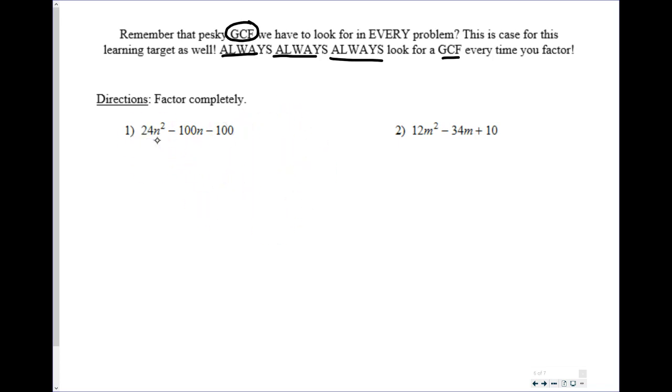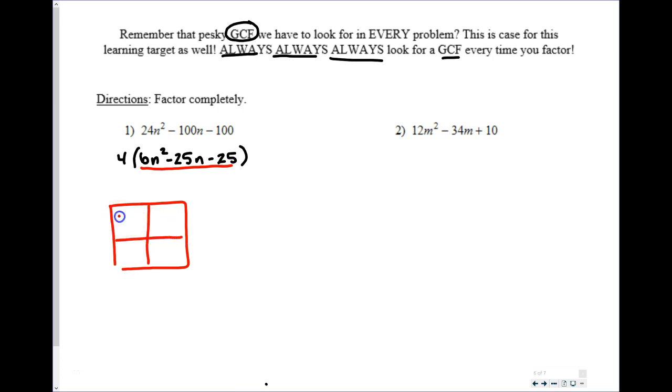So instead, notice that they're all even numbers. So they all have a GCF. In this case, they all have a GCF of 4, which leaves me with 6n squared minus 25n minus 25, which is a much more reasonable problem to work on. Now, the only tricky part is when we make our area model, you make it with this, okay? So when I make my area model and I go to solve my puzzle, I'm going to put 6n squared here and negative 25 in here, not 24n squared and 100. I work with this new thing I found.